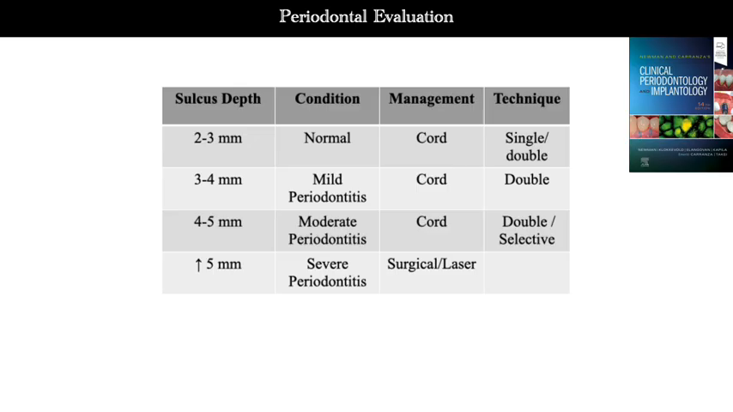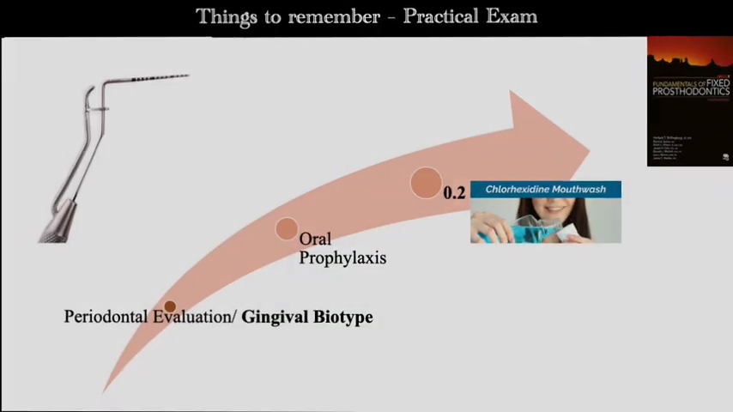but there could be bleeding here and there, so you might have to go for a selective cord technique. If it's more than 5 millimeter, of course, it is considered severe periodontitis. You have to go for surgical and laser management.